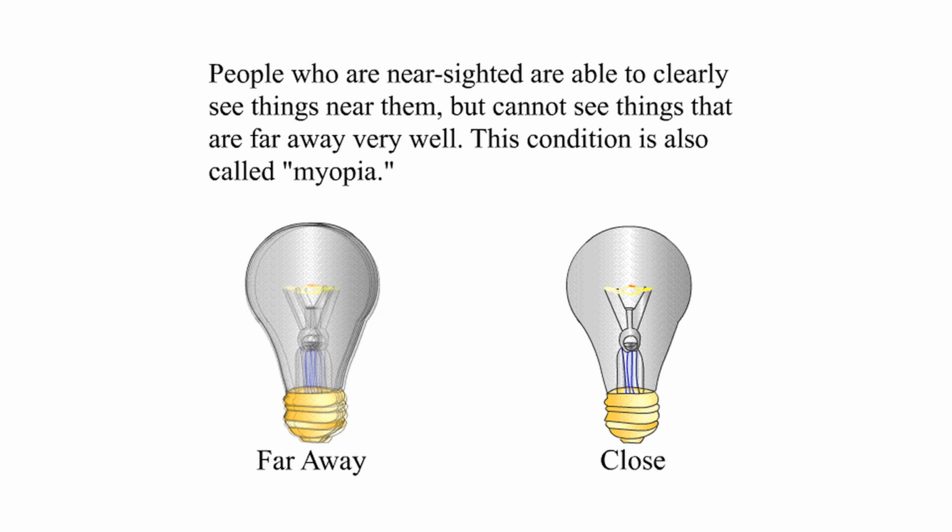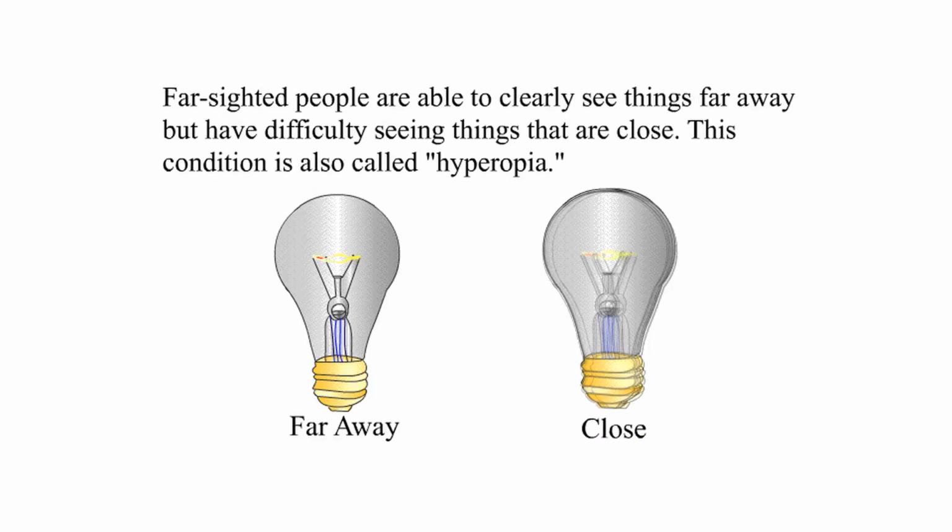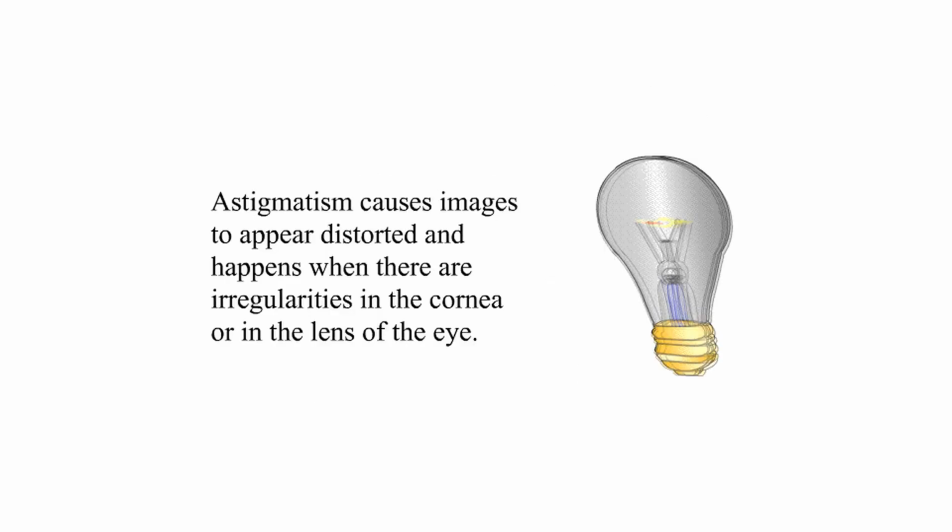People who are nearsighted are able to clearly see things near them, but cannot see things that are far away very well. This condition is also called myopia. Farsighted people are able to clearly see things far away, but have difficulty seeing things that are close. This condition is also called hyperopia. Astigmatism causes images to appear distorted and happens when there are irregularities in the cornea or in the lens of the eye.